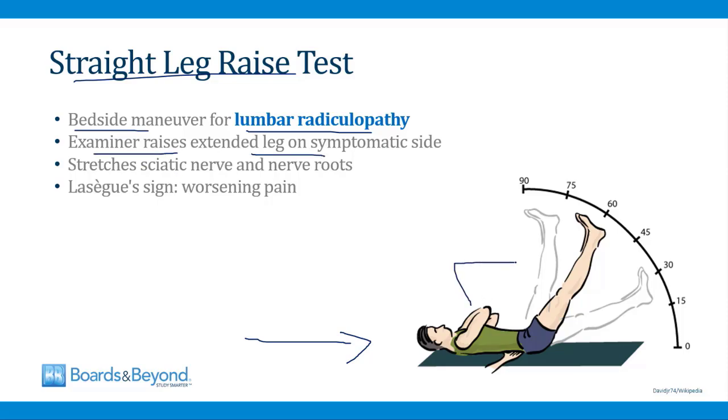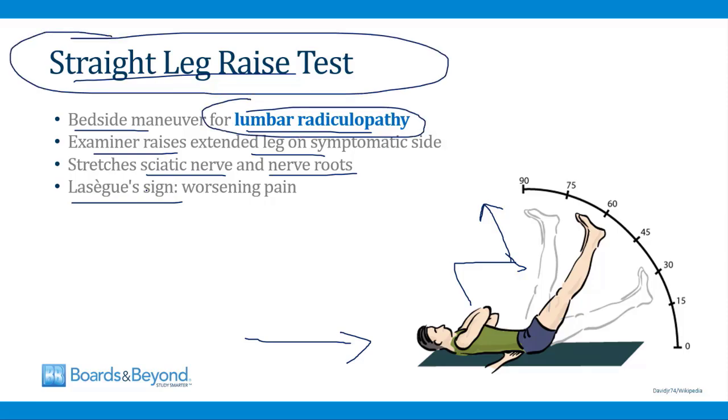Or sometimes you raise the leg when it's bent and then you try to straighten out the leg like this. And what you do when you raise the straightened leg is you're stretching the sciatic nerve and the nerve roots. And so if the patient has a lumbar radiculopathy, their pain will get worse. And when the pain worsens, this is called Lasègue's sign. People pronounce it all different ways, but this is evidence of lumbar radiculopathy by the straight leg raise test.